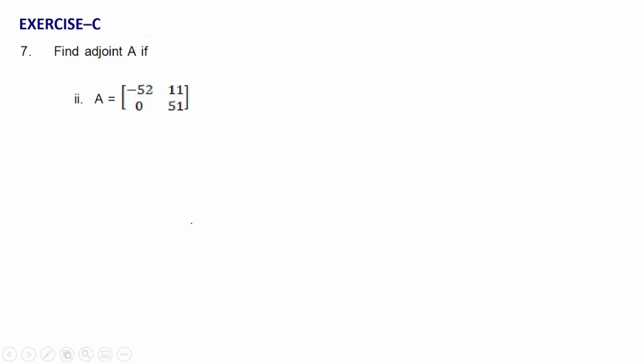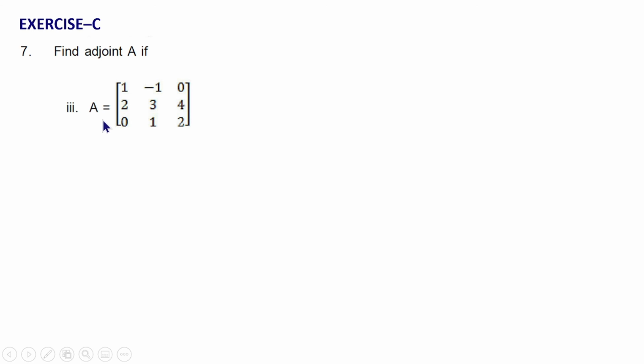The next question: A is equal to, again it is a 2 by 2 matrix, minus 52, 11, 0, 51. So adjoint of A is equal to, interchange diagonal elements and change the sign of the other elements. So it is 51, minus 11, 0, minus 52.